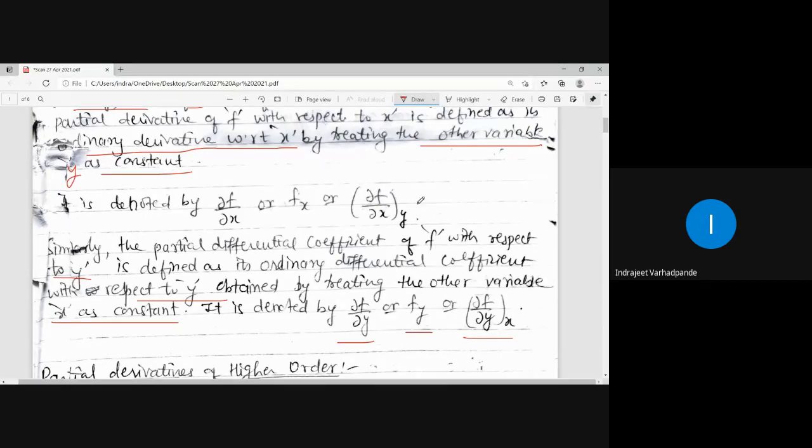Now del f by del x will again be partially differentiated with respect to x. So you get the second order derivative, that is called del 2 f by del x square. If it is differentiated with respect to y, we get a mixed partial derivative, right? So here also the derivatives are carried forward. The order is added one by one if you go on differentiating.